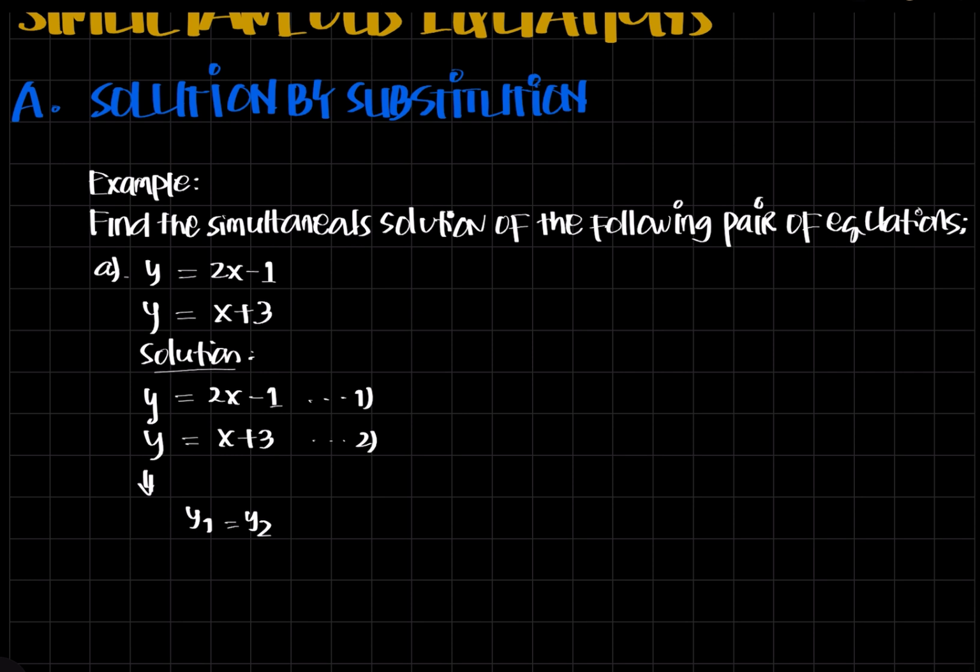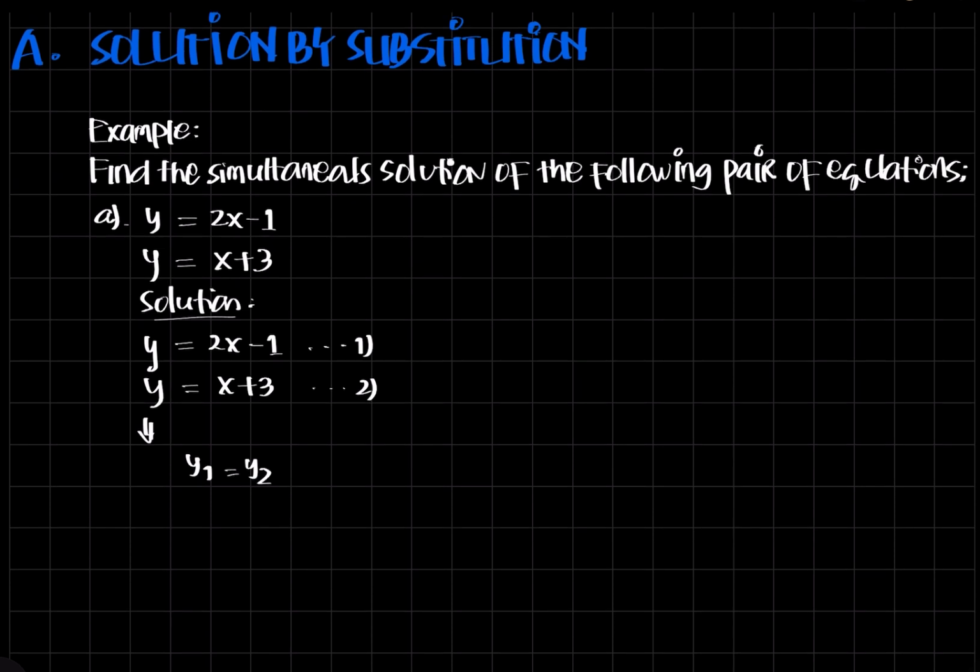So y1 equals y2: 2x minus 1 equals x plus 3. Why can we make it into y1 equals y2? Because both of the equations have the same variables x and y.